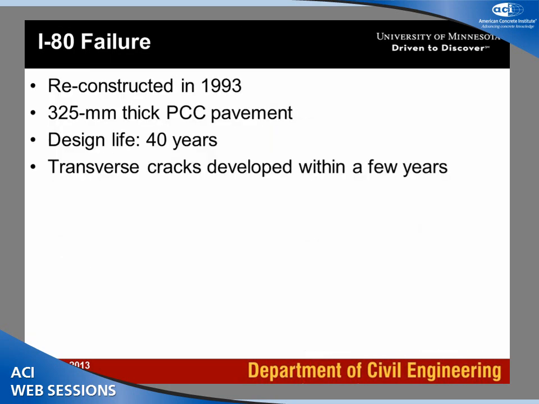But there was one event which actually messed up everything, and that was a failure of the interstate highway I-80 in Pennsylvania. When they reconstructed the I-80 section, they decided to play safe. They built a 13-inch thick slab. The design life was 40 years, but in a couple of years, transverse cracks started developing.